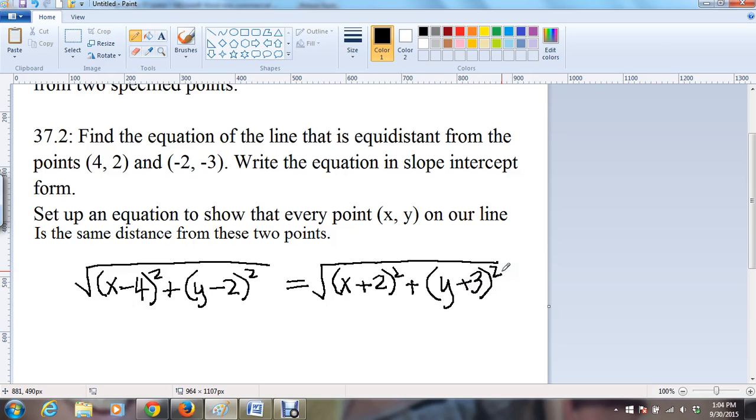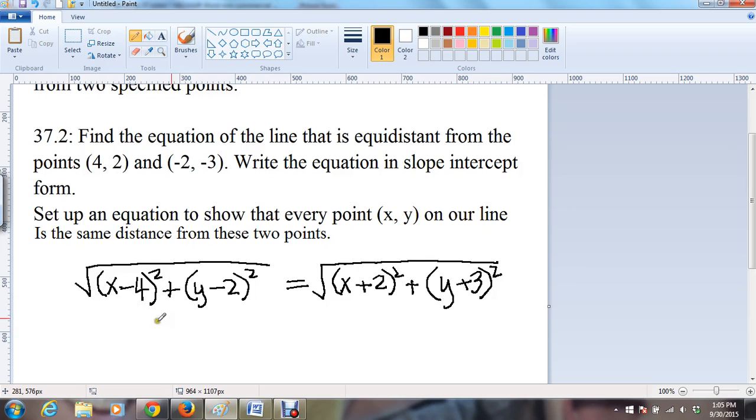Okay, so this is how I'm going to write my equation of my line. I'm just setting up an equation that says the distance from x, y to 4, 2 is the same as the distance from x, y to negative 2, negative 3. Because that's what I'm trying to do here. I'm writing the equation of a line where every point on the line is equidistant from 4, 2 and negative 2, negative 3. So now all I have to do is deal with this mess and get it into slope-intercept form.